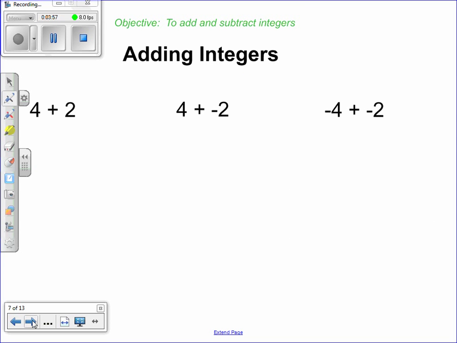Okay, so now adding integers. This one means I have 4 positives and 2 positives, so I have 6 positives. All right, here we mix things up a little bit. We start throwing in negative integers. Here I have 4 positives and I have 2 negatives. Looks like an equal sign, doesn't it?